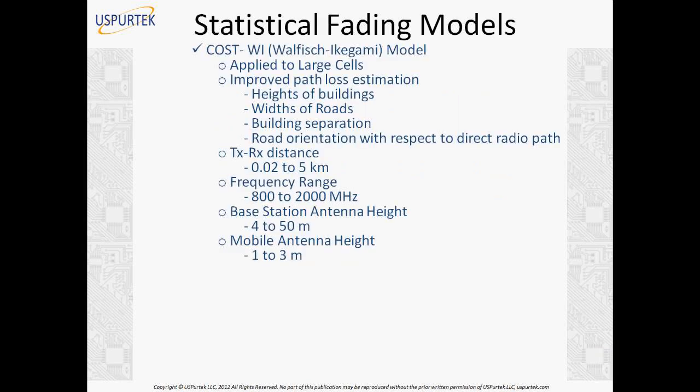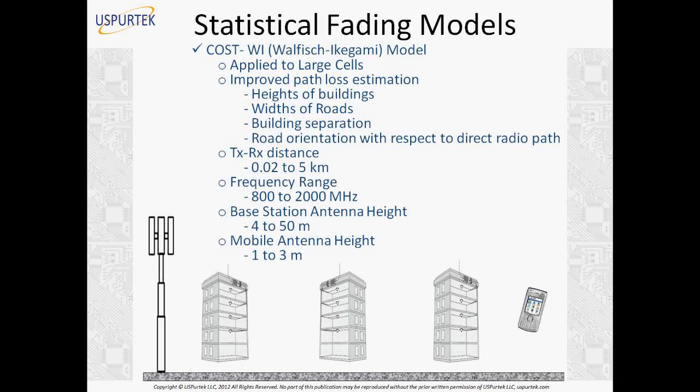So the COST Walfisch-Ikegami model. Now here, this is another refined form of the COST 231 model. This is applied to large cells. Now here, we go into much more detail. We even consider the heights of buildings, widths of roads, building separation, road orientation with respect to direct radio path. It's too much detail. But if we want to refine our models, we have to do that. Transmit receive distance up to 5 kilometers, frequency range up to 2000 megahertz, base station height is 50 meters only, and mobile height is 3 meters.